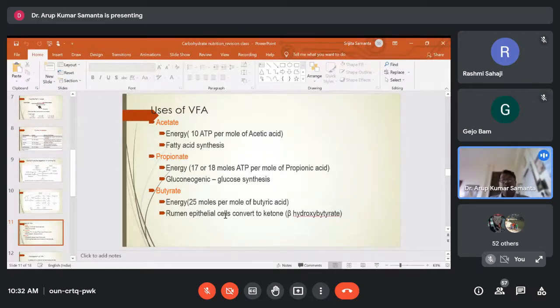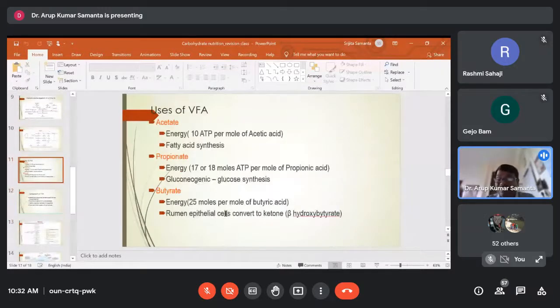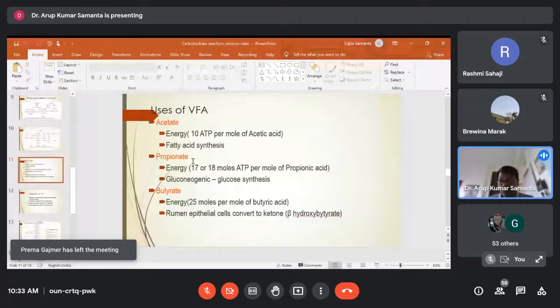Then another important thing: out of the 3 volatile fatty acids, which one is considered glucogenic? From the name itself you can understand, glucogenic means it can synthesize glucose. Yes, it is propionic acid. So out of these three volatile fatty acids, only propionic acid is glucogenic in nature. That means it can synthesize glucose. Is it clear? Are you getting me?